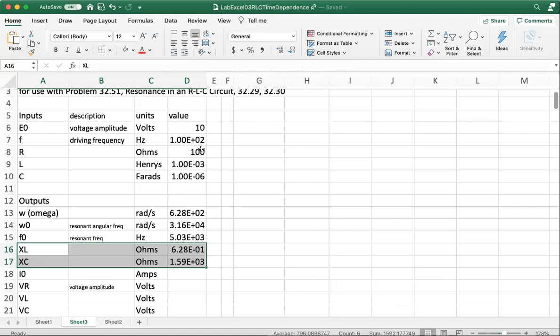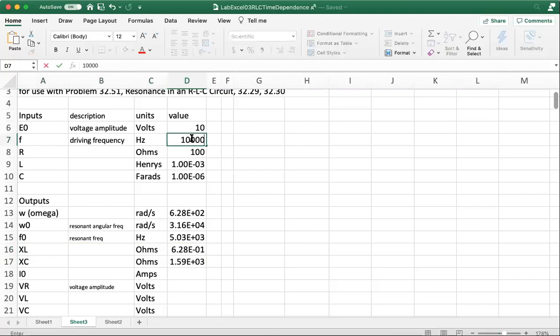If we were to go way above resonance, so let's try here, I have 100. If I go to 10,000, now I'm way above resonance. The digits stay the same, but XL is now 63 and the XC is only 16. So now we're in the inductive regime, where we're going faster than the resonance. I'll go back to 100.